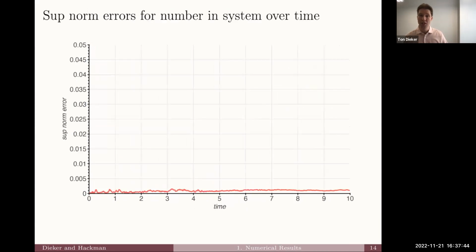Now let's zoom in on this a little bit more. So this is a picture of what we call the sup norm error over time. This is the maximum absolute difference between the cumulative distribution functions of QPLEX and simulation. This is also known as the Kolmogorov-Smirnov distance. And as you can see in this picture, it barely breaks a couple tenths of a percent.